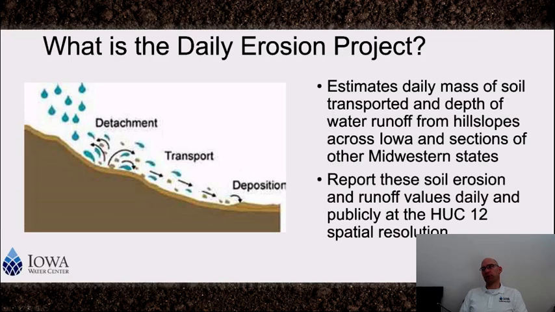What is the Daily Erosion Project? It's probably the first thing I should start out with. The Daily Erosion Project is an estimator of soil transport and runoff depth from thousands of hill slopes across the state of Iowa and other Midwestern states. It is also a presentation of these soil erosion and runoff estimates at the HUC 12 watershed level on a daily basis.